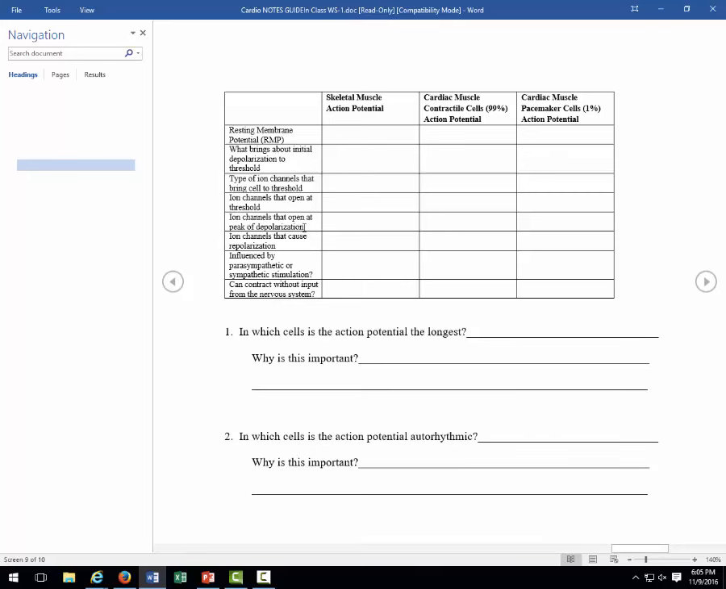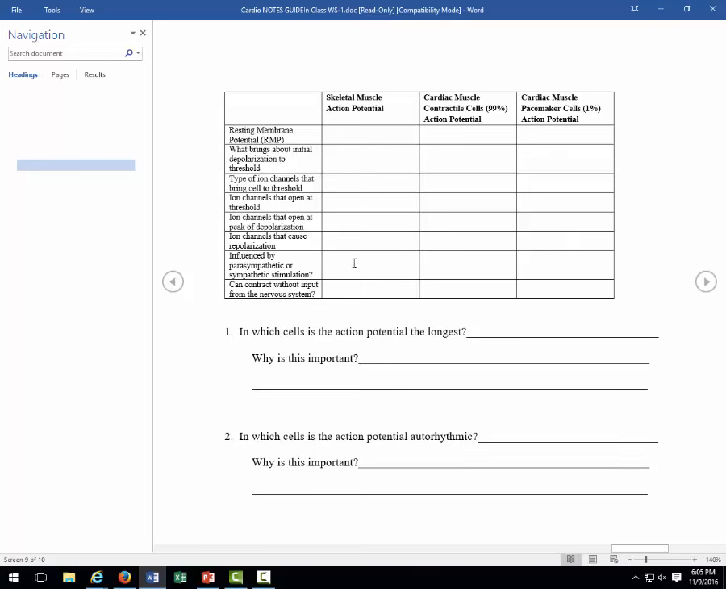All right. Ion channels that open at the peak of depolarization: in skeletal muscle, potassium; in contractile cells, calcium; and then in the pacemaker cells, what is it for pacemaker cells at the top? Potassium again. Yep. Ion channels that cause repolarization in all three is potassium.